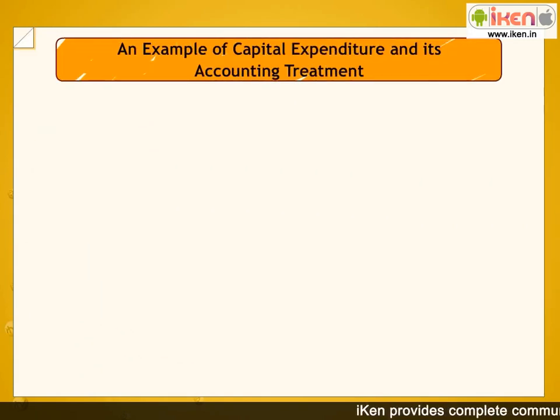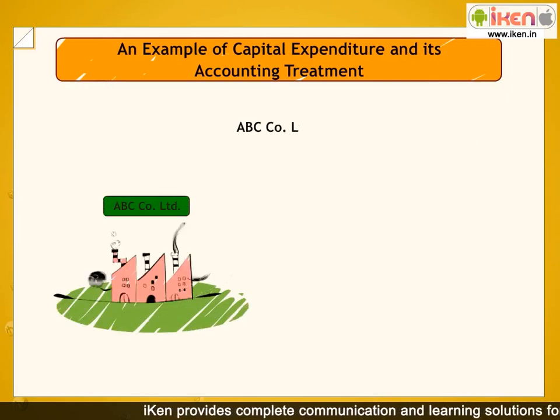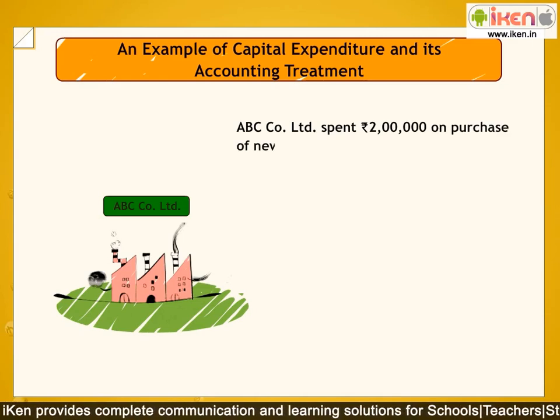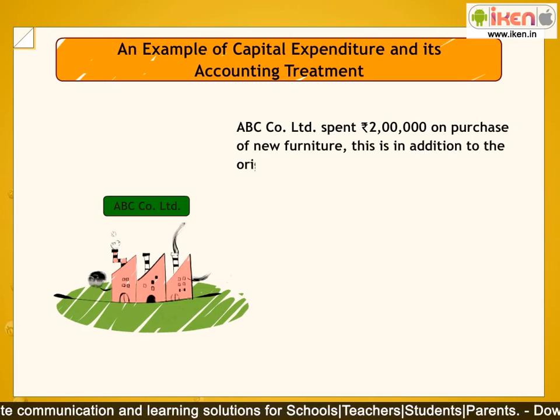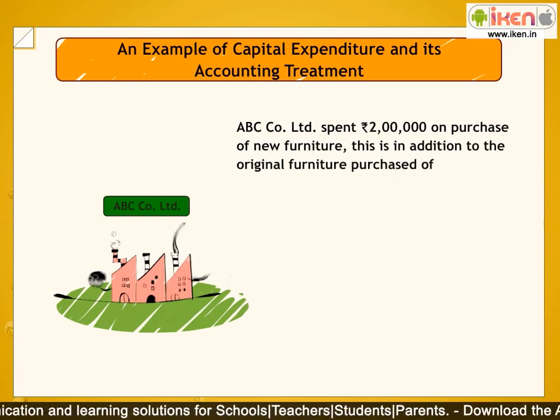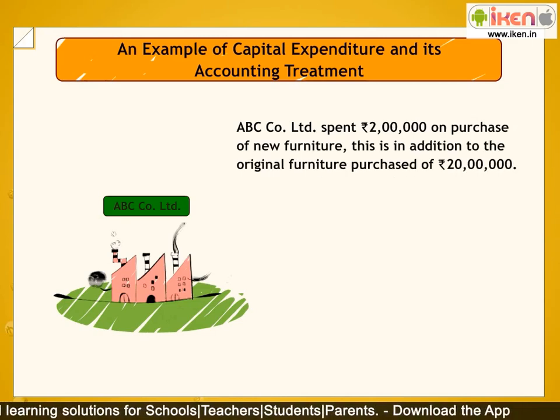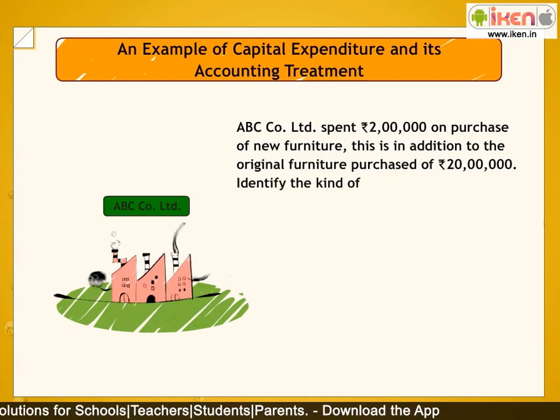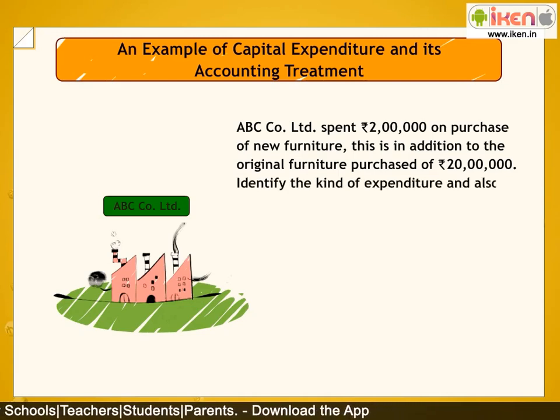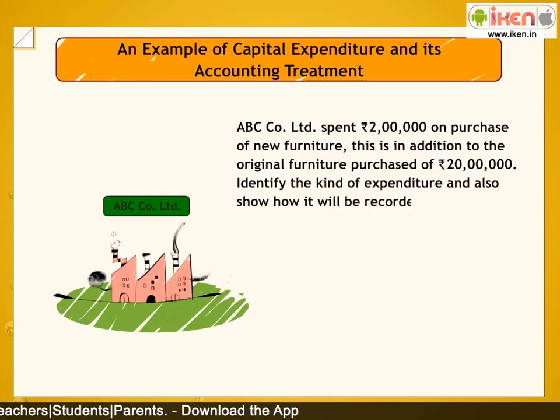An example of capital expenditure and its accounting treatment. ABC Company Limited spent 2 lakh rupees on purchase of new furniture. This is in addition to the original furniture purchased of 20 lakh rupees. Identify the kind of expenditure and also show how it will be recorded in the books of accounts.